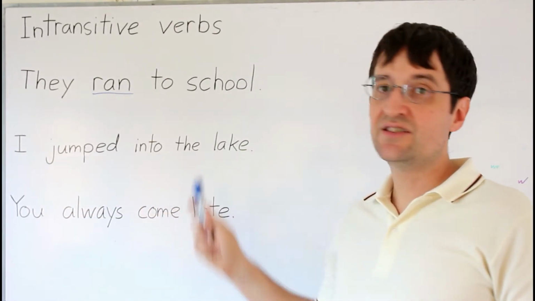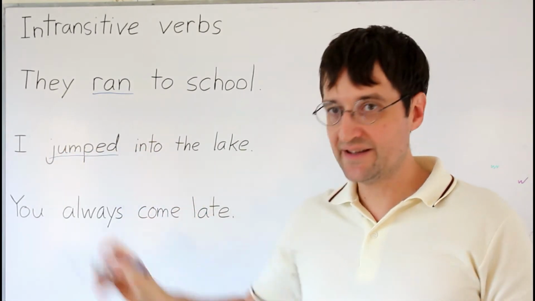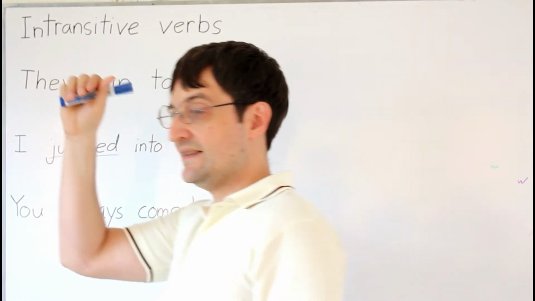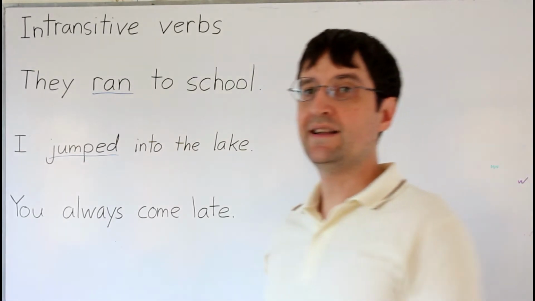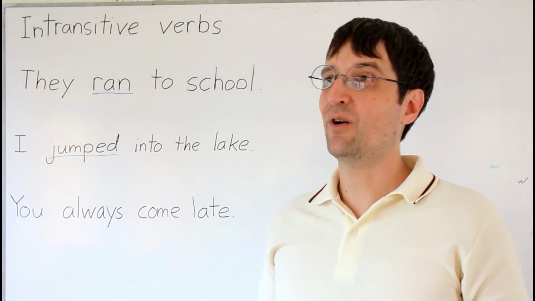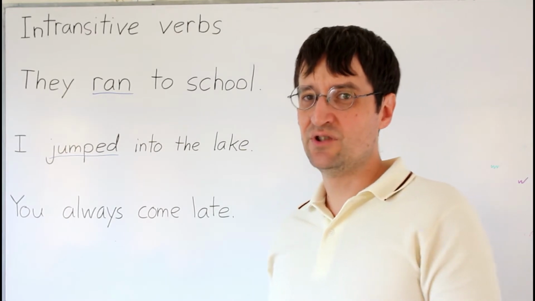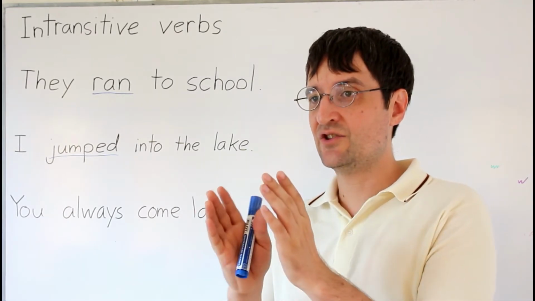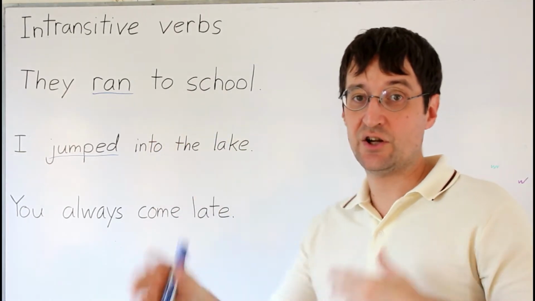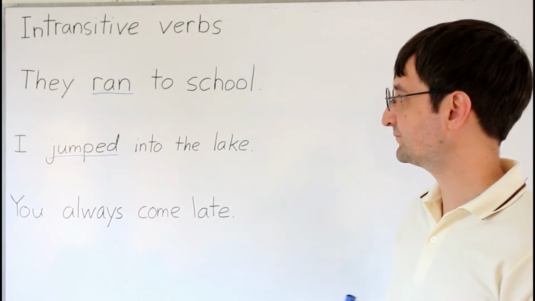I jumped into the lake. Subject I, jumped is an intransitive verb, and it talks about the movement of me into a lake. So I jumped. Also, intransitive verbs don't even need anything after them. Normally it's not clear unless you add something, but simply having a subject and an intransitive verb is okay for a complete sentence. Now normally we say other things to talk about where that movement happened, but you don't need to. So I jumped.